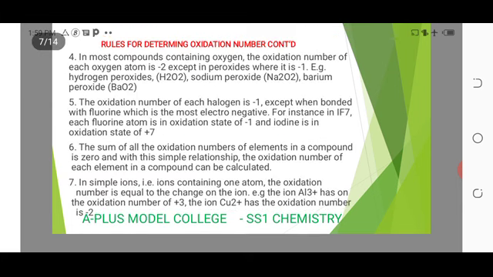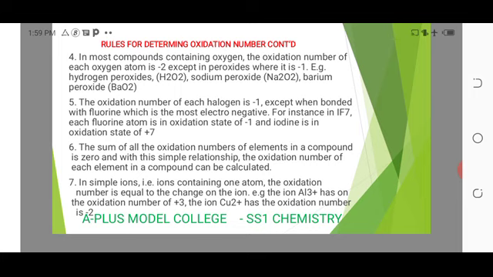We are still continuing with the rules of determining the oxidation number. The fourth one is that in most compounds containing oxygen, the oxidation number is -2, except in some peroxides where it is -1. Hydrogen peroxide, sodium peroxide, barium peroxide. Whenever you have peroxide, it is -1. So, like I said before, hydrogen takes oxidation number of +1 in most cases, except in some hydrides, and oxygen also takes -2, except in peroxides where it takes -1.